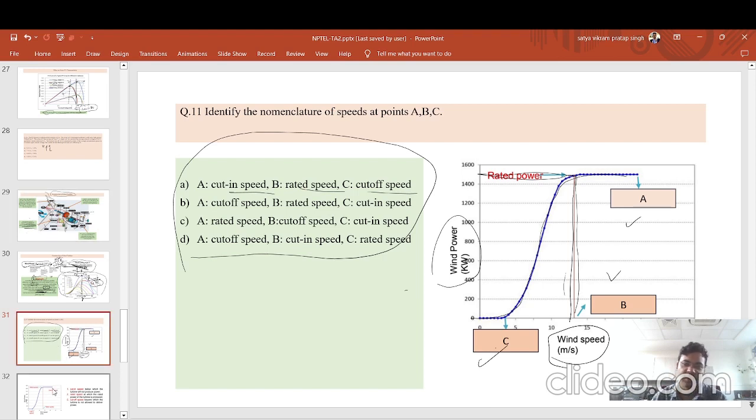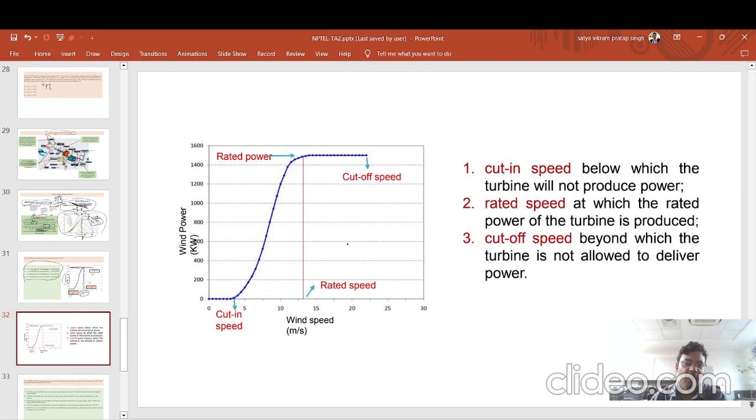We have already exceeded the 5:30 limit. So there are three kinds of speed with this power versus wind speed, that is the cut-in speed, rated speed, and cut-off speed. Cut-in speed is the speed below which the turbine will not produce power. This is the cut-in speed, below which there is no power generation, and the rated speed is the speed at which the rated power is generated, which is this value. Rated power in what sense? In the rotor sense.